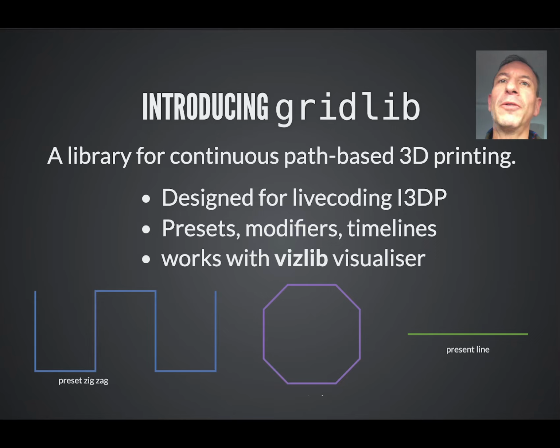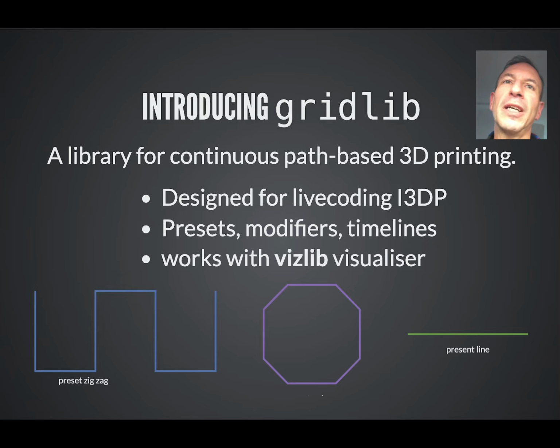So this is why I created GridLib. This is very practice-based. It's definitely a work in progress. It's very experimental code, so I caution you if you want to actually look at the code behind it. It was designed for continuous path-based 3D printing, so real pure research into what it means to keep the print head moving to create different paths.